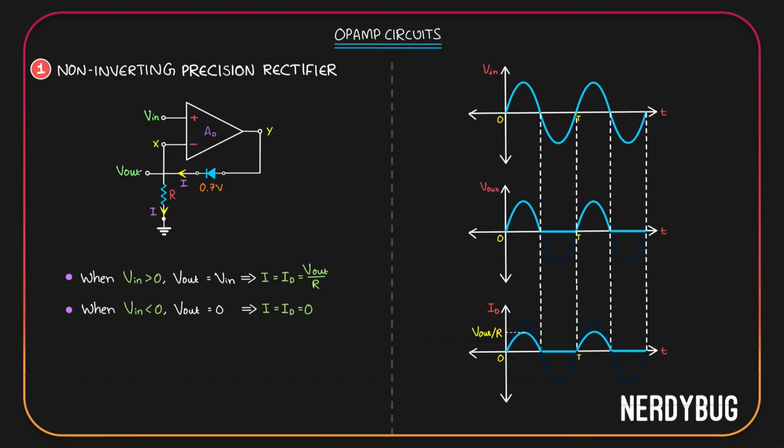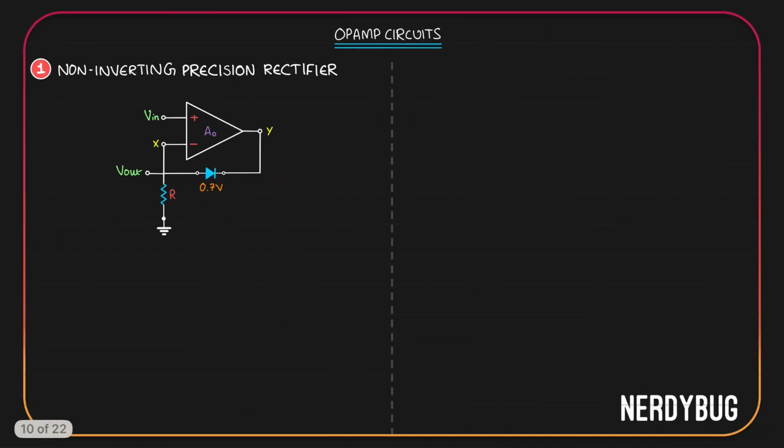Now, what if I want a non-inverting precision rectifier that rectifies all the negative half cycles and keeps the positive half cycles? Well, it's very simple, isn't it? All we have to do is change the direction of our diode. Make the circuit look like this.